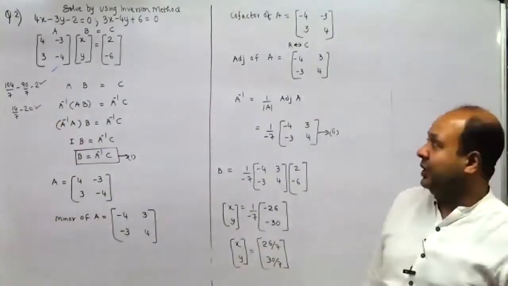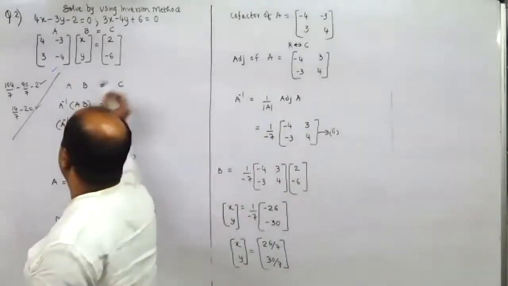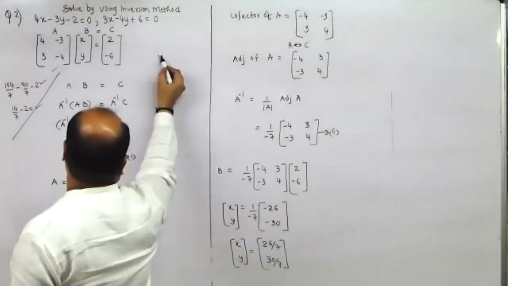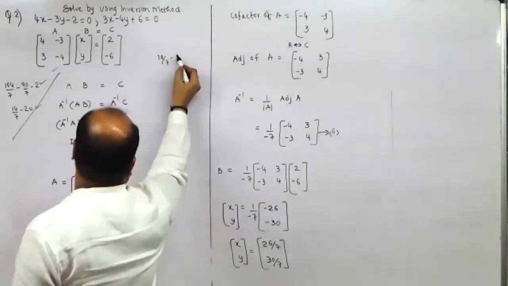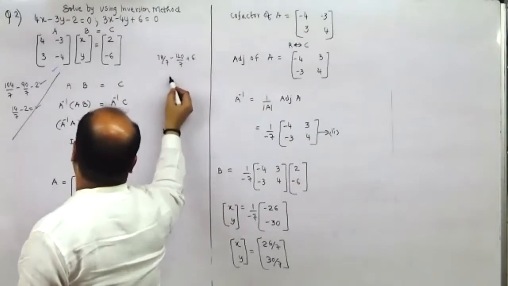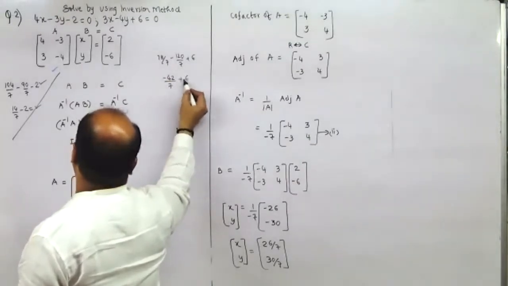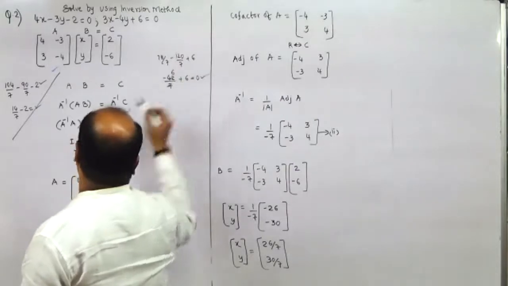Yeah, we'll have to satisfy both. Actually, we need to check both. 3 into 26 is 78 by 7, and this is 4 into 30, 120 by 7. This is plus 6. So this is 78 minus 120, minus 42 by 7 plus 6. This also satisfies. So this is correct.